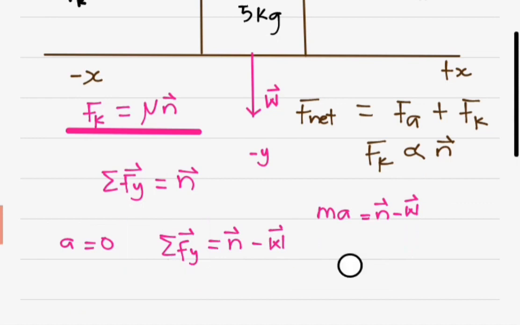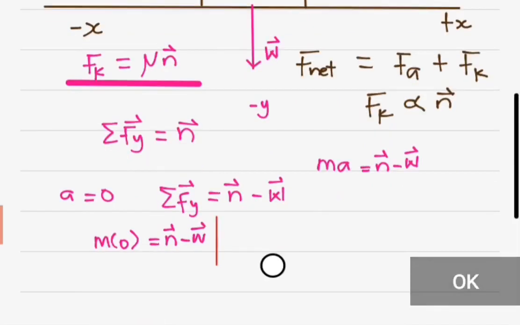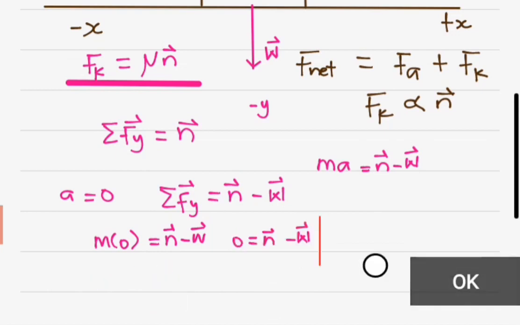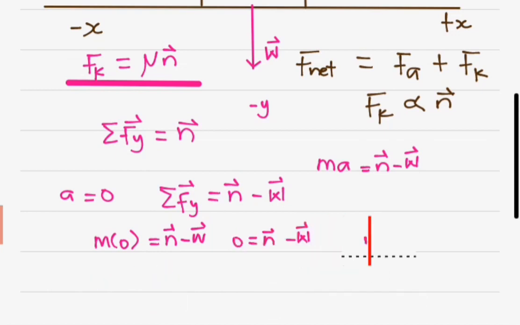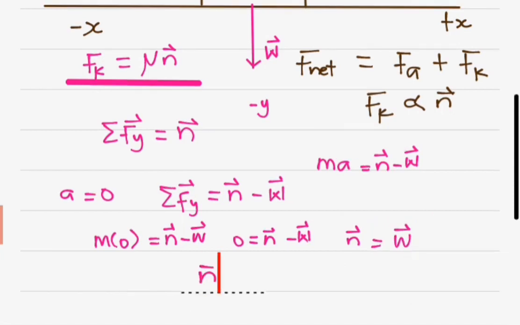So therefore, what we're going to have is that 0 is equal to the normal force minus the weight force. So 0 equals N minus mg. So what we have is that the normal force is equal to the weight force. So therefore, your normal force is equal to mg.